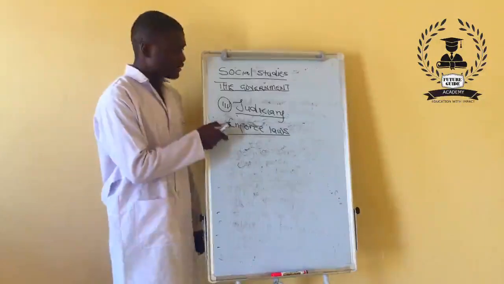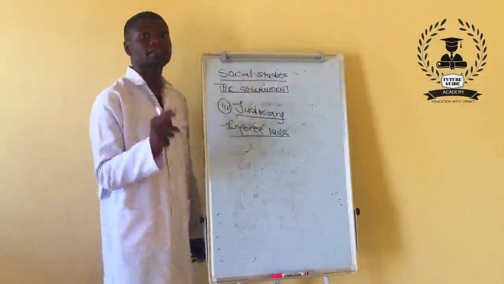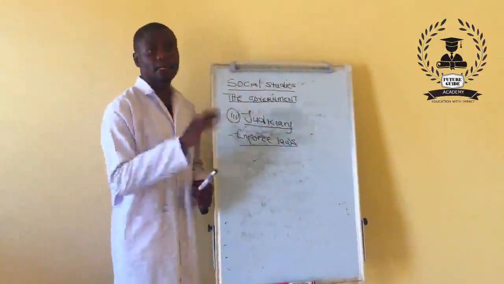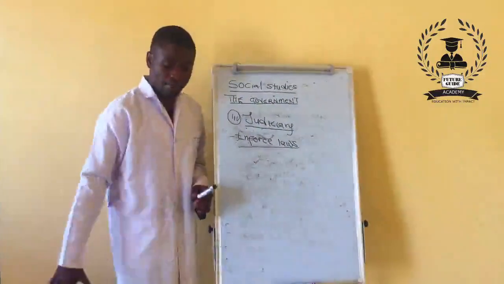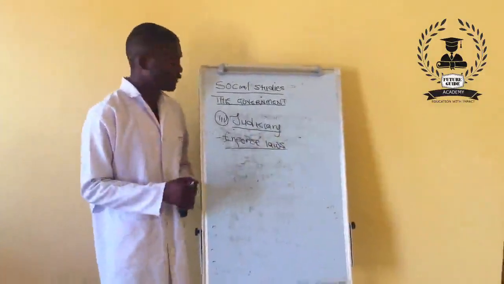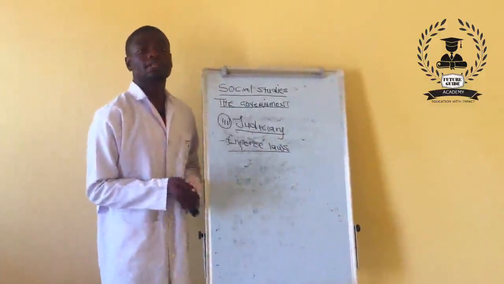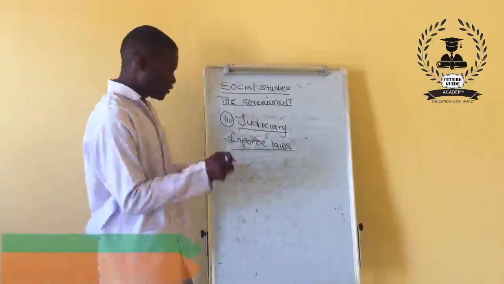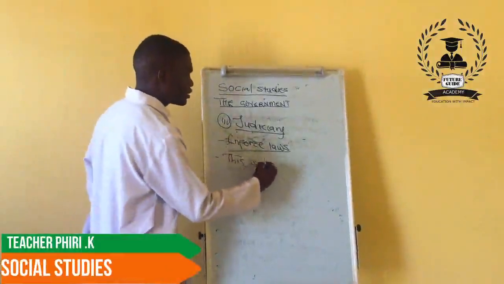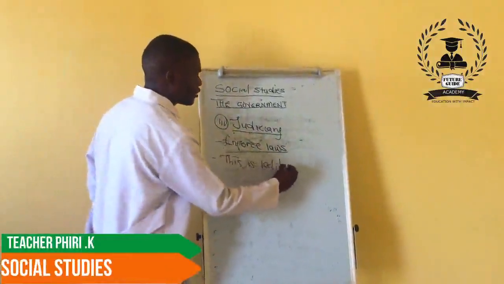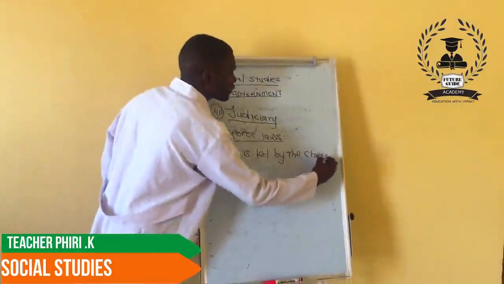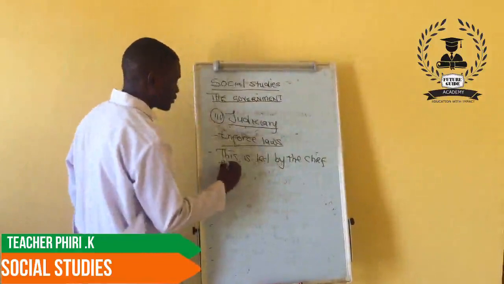Now, the judiciary is under the leadership of the Chief Justice. Country has got the Chief Justice, and the Chief Justice has got their own members of people who ensure that laws are followed or always carried out in the country. So we are saying this is led by the Chief Justice.